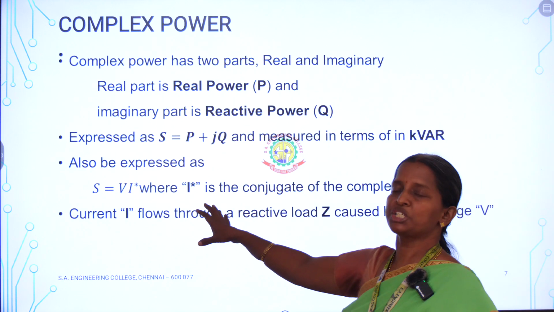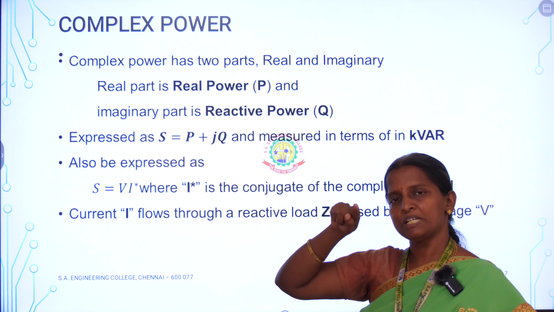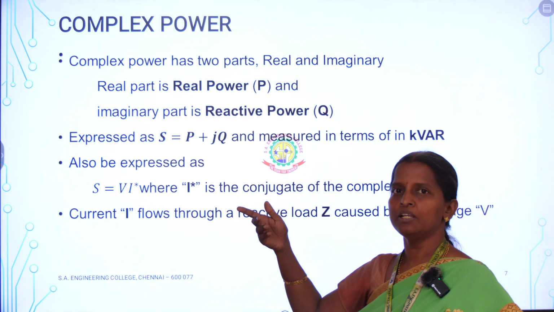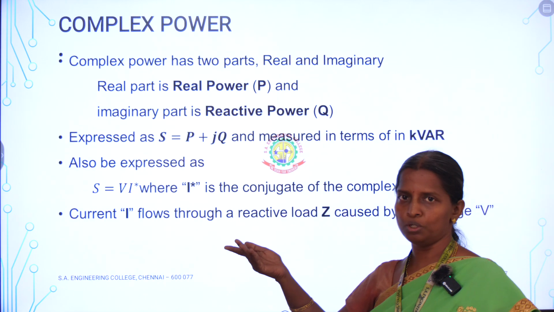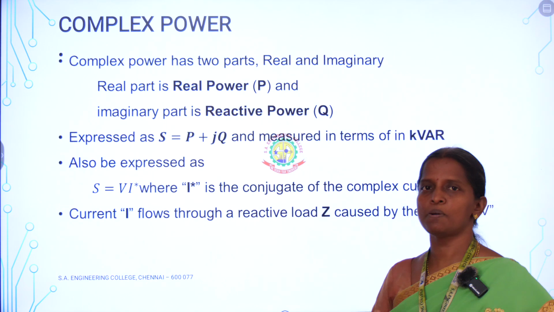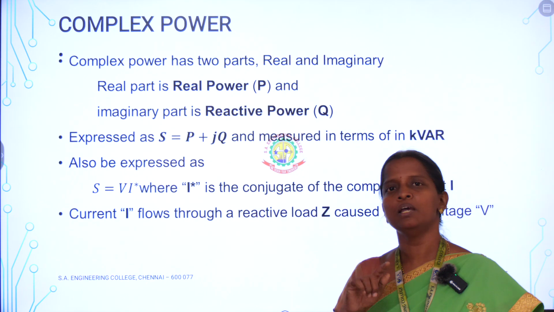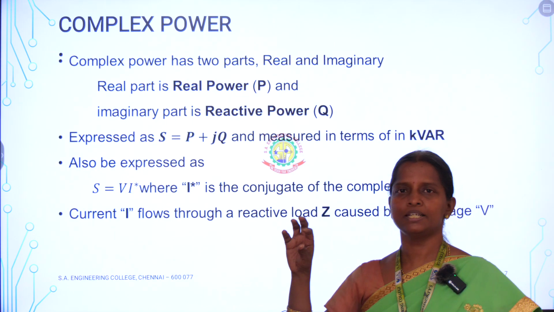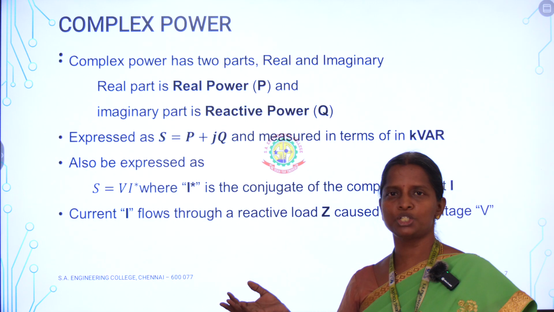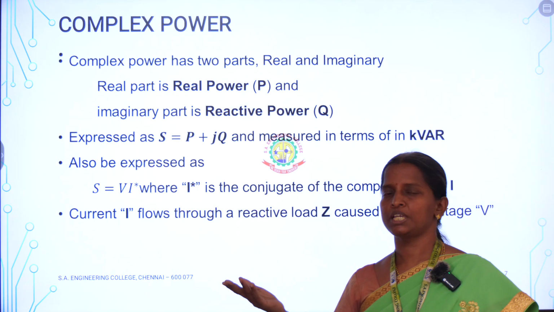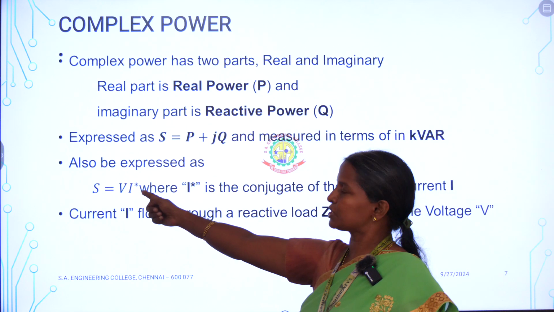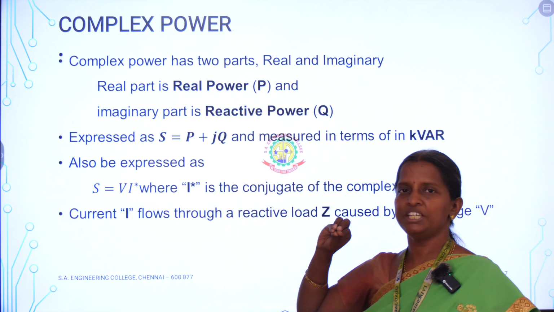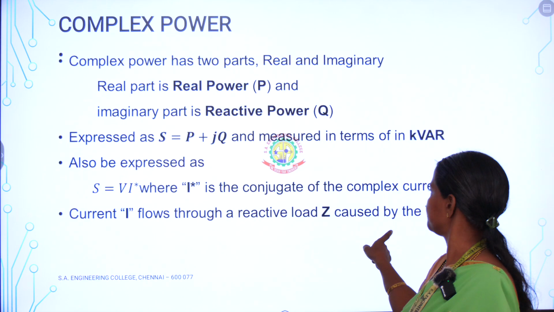Another form of representation is we can represent the complex power S is equal to V into I conjugate. So what is the I conjugate? I is nothing but the current flowing through the load, and if you are taking the conjugate, for example, if you are having a number 3 plus 4j, that is a complex number. It consists of real part and imaginary part. What is the complex conjugate of the number? 3 minus 4j. Like that, you have to take the complex conjugate of the current flowing through the load. So your complex power is V into I conjugate.